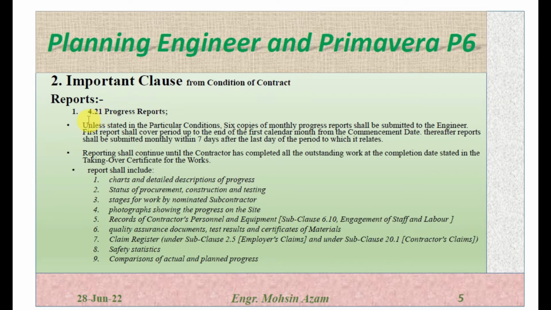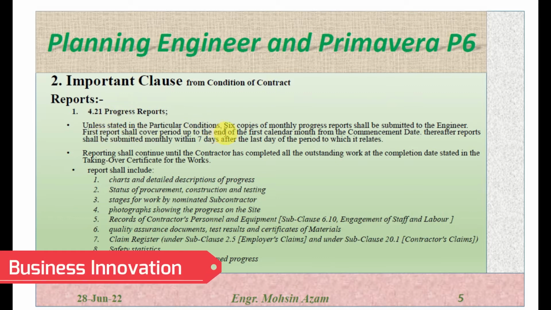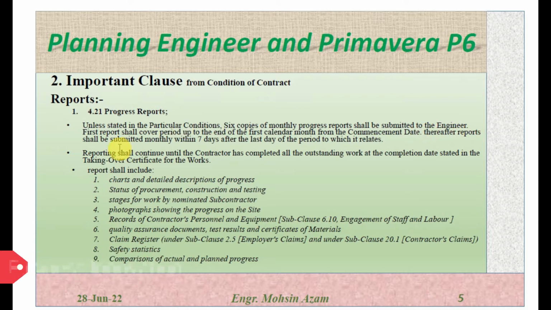Clause 4.21 is progress report. Unless stated in the particular conditions, 6 copies of monthly progress report should be submitted. So as written in the sentence, the contractor should have to submit the monthly progress report to the engineer in 6 hard copies every month. The first report shall cover the period up to the end of the first calendar month from the commencement date. So the first report should be from the commencement date to the end of the first calendar month. Thereafter, reports shall be submitted monthly.